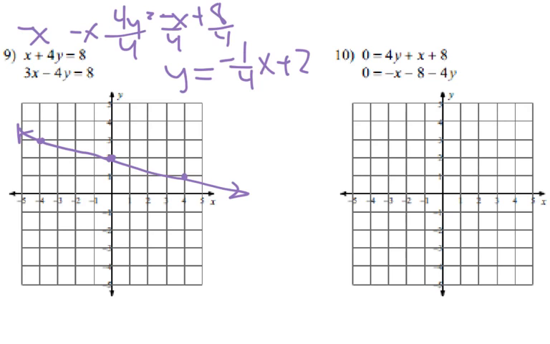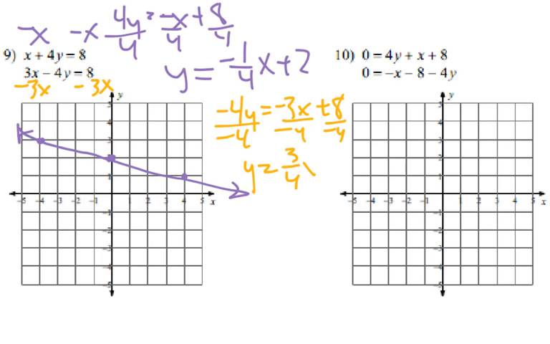For our second one, we would subtract 3x from both sides, giving us negative 4y equals negative 3x plus 8. Divide by negative 4. We get y equals positive 3/4 x minus 2. So go down to negative 2, then up 1, 2, 3 to the right 4. I can see exactly where they're going to intersect at 4, 1. There's our answer.